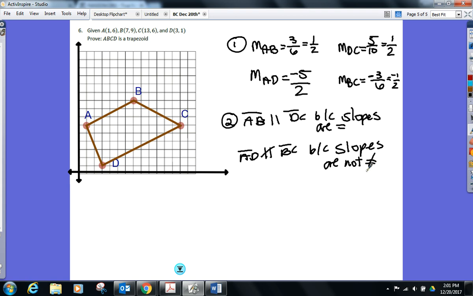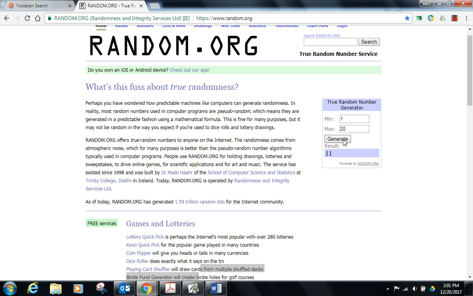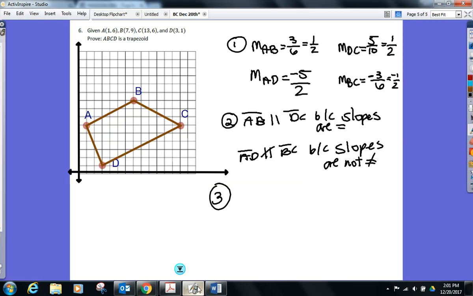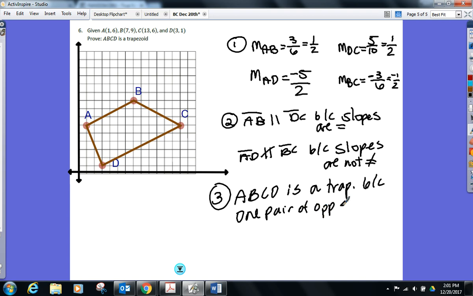Again, tomorrow's quiz. Formulas. What did you just learn about the lines? And now, what do you know about the figure? ABCD is the trapezoid because it has one pair of opposite parallel lines and the other pair is not parallel. One pair of opposite sides parallel. Yep. And the other pair is not.